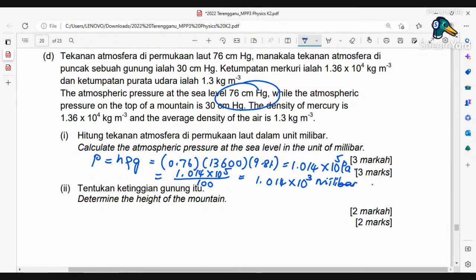Okay, determine the height. Because on the top of the mountain, atmospheric pressure equals 30 cm mercury. Change to Pascal means 0.3 times 13600 times 9.81.